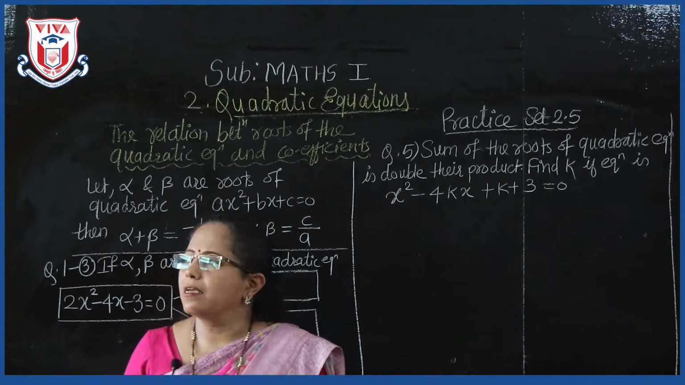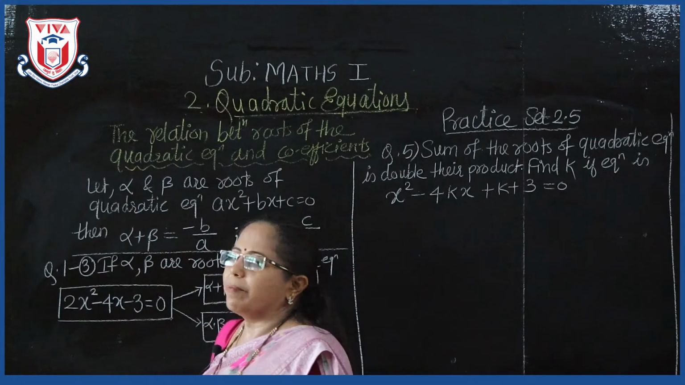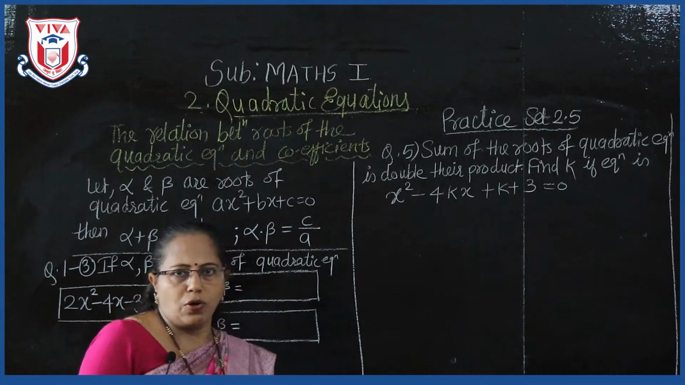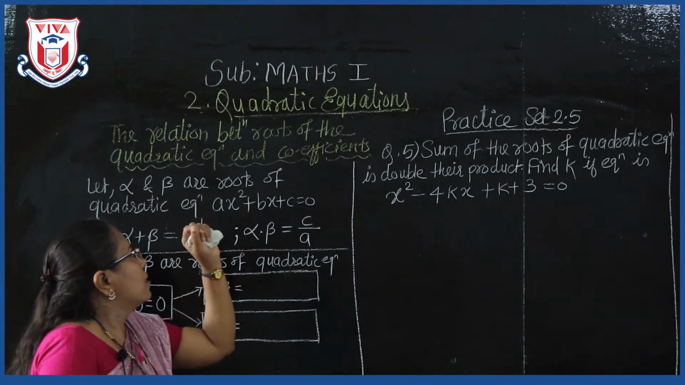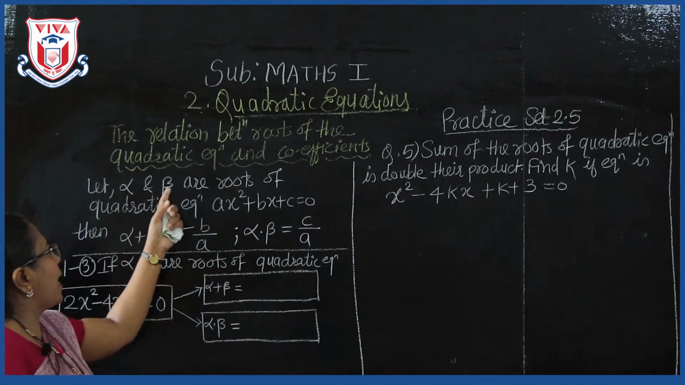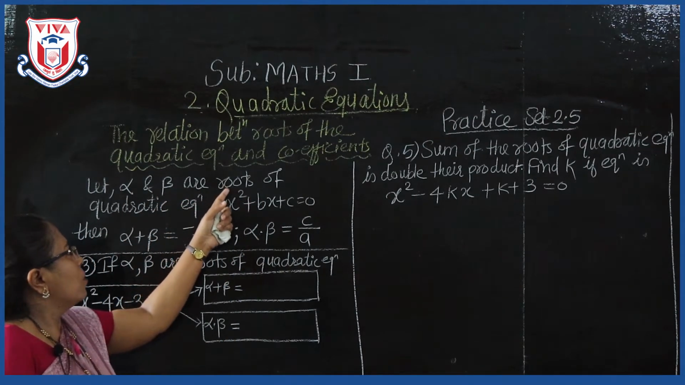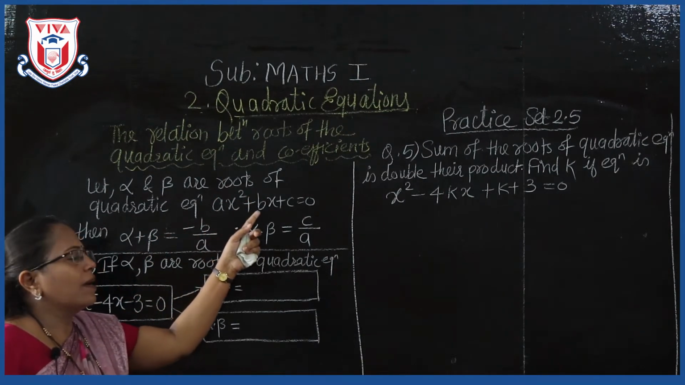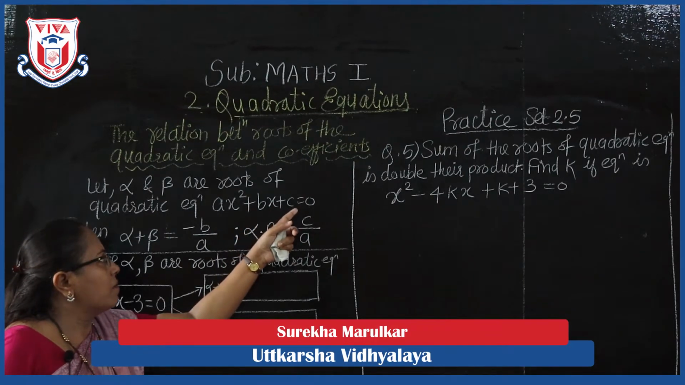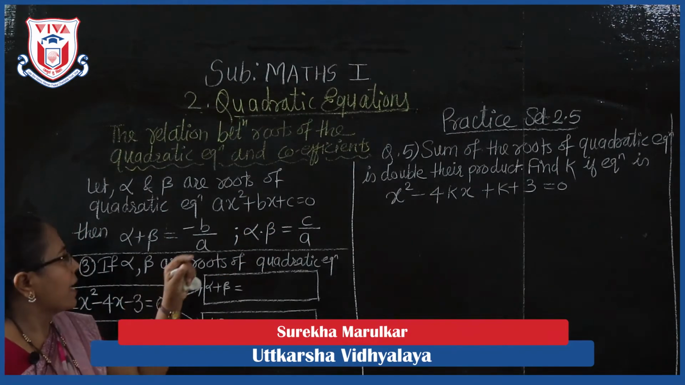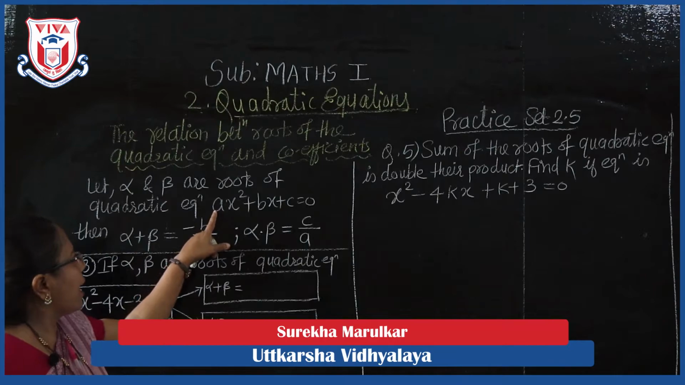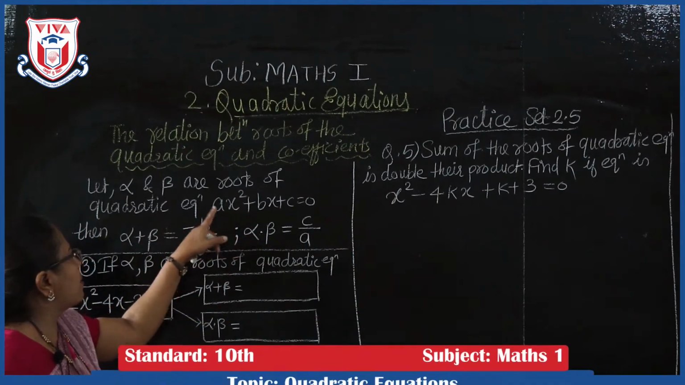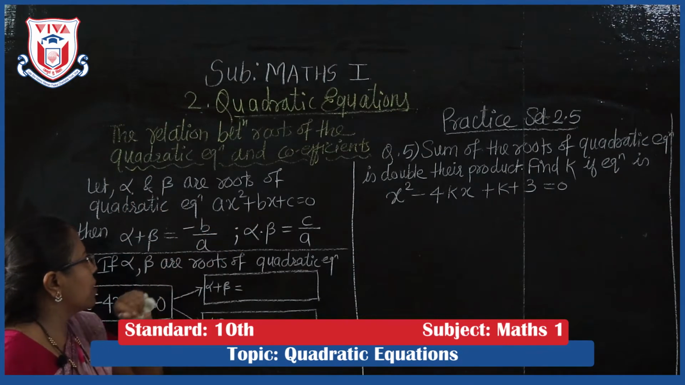Students, now we will see the relation between roots of a quadratic equation and coefficients. Let us assume alpha and beta are roots of the quadratic equation ax square plus bx plus c equal to 0, and as we know, a, b, c are the coefficients. So what is the relation between these roots and coefficients?